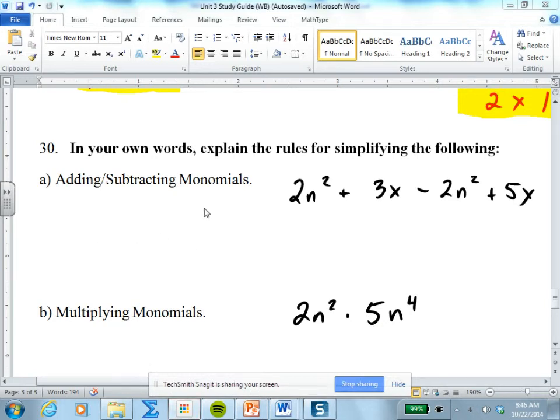All right, adding and subtracting monomials. If I had a problem like this, 2n squared plus 3x minus 2n squared plus 5x, what is the rule? What are we looking for? We are combining like terms.